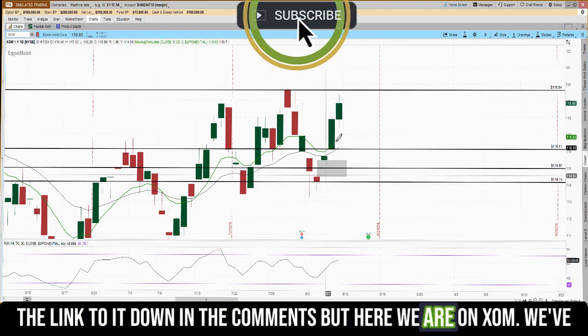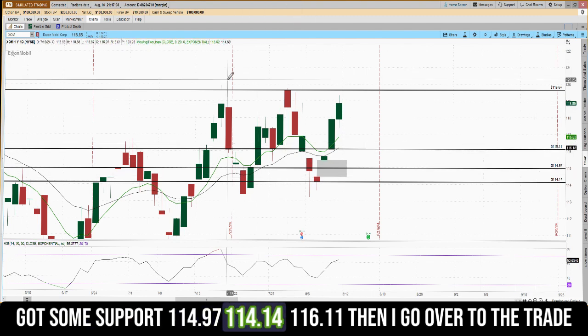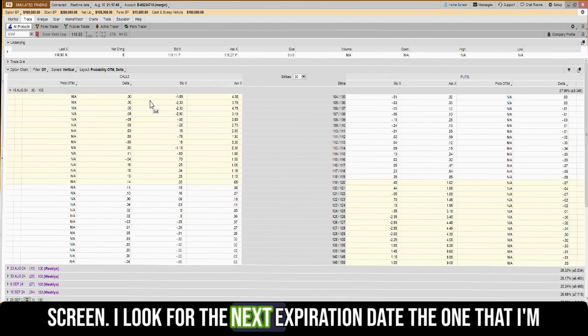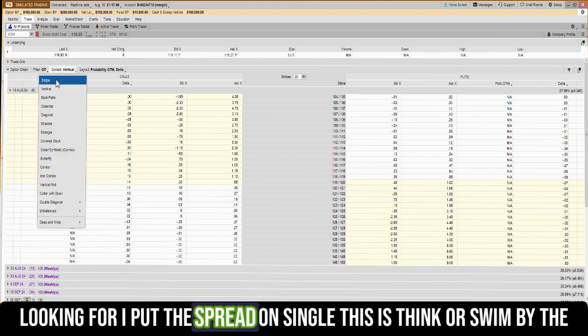But here we are on Exxon. We've got some supports, 114.97, 114.14, 116.11. Then I go over to the trade screen. I look for the next expiration date, the one that I'm looking for. I put the spread on single.